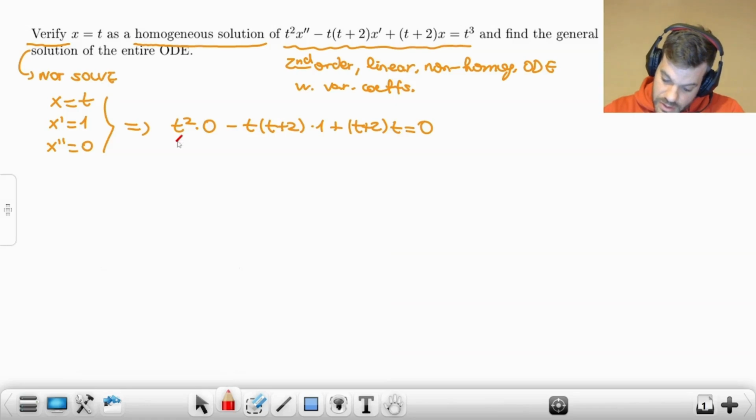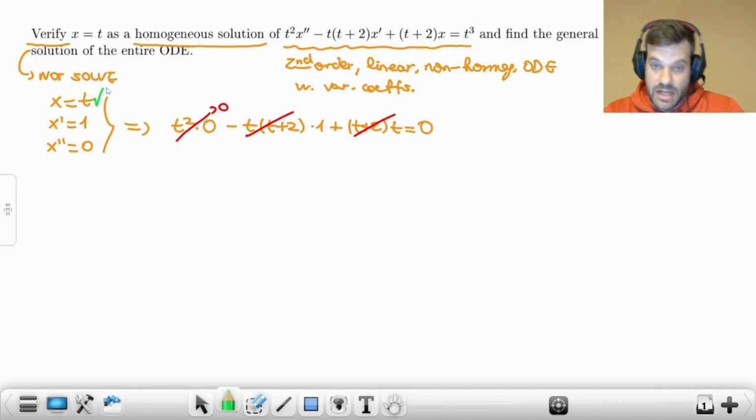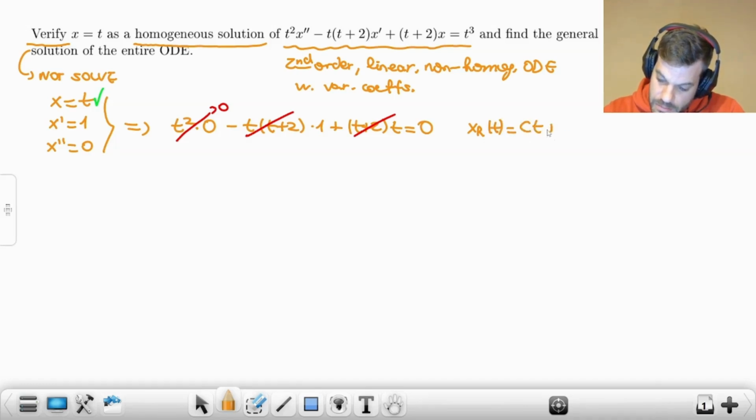Now the first term goes to 0, and we have the same term in brackets, t plus 2, both multiplied by t with opposite signs, and therefore they cancel out. Hence we verify x equals t as one of the homogeneous solutions. So x homogeneous as a function of t equals constant times t plus constant times something else, and therefore we must find that second contribution to the homogeneous solution.